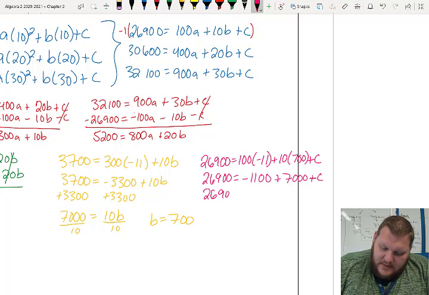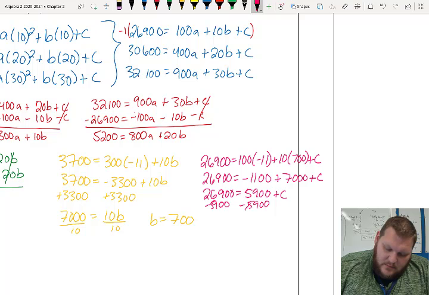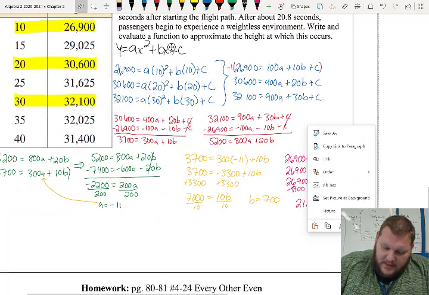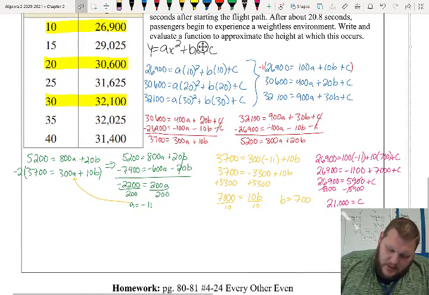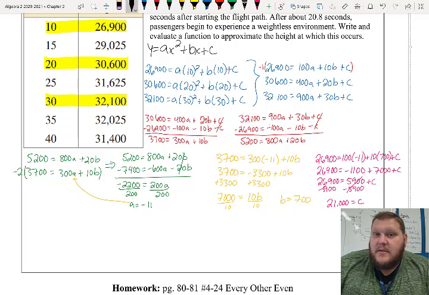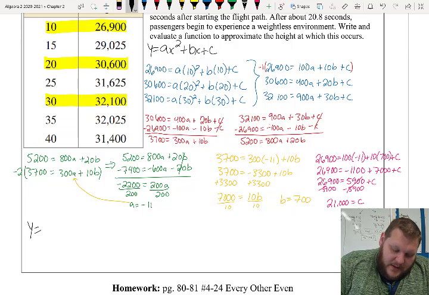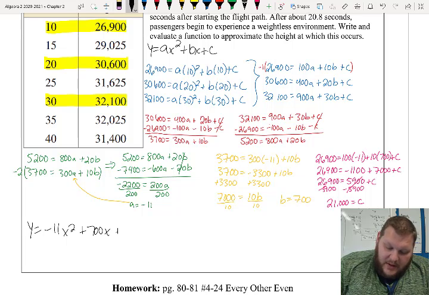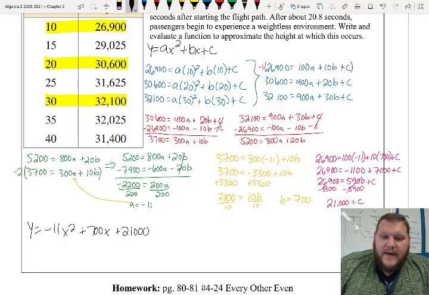So 26,900 equals 5,900 plus C. So minus 5,900 on both sides, and we get 21,000 for C. So that means our equation, if we go back to standard form, y equals negative 11x squared plus 700x plus 21,000 is our final equation.